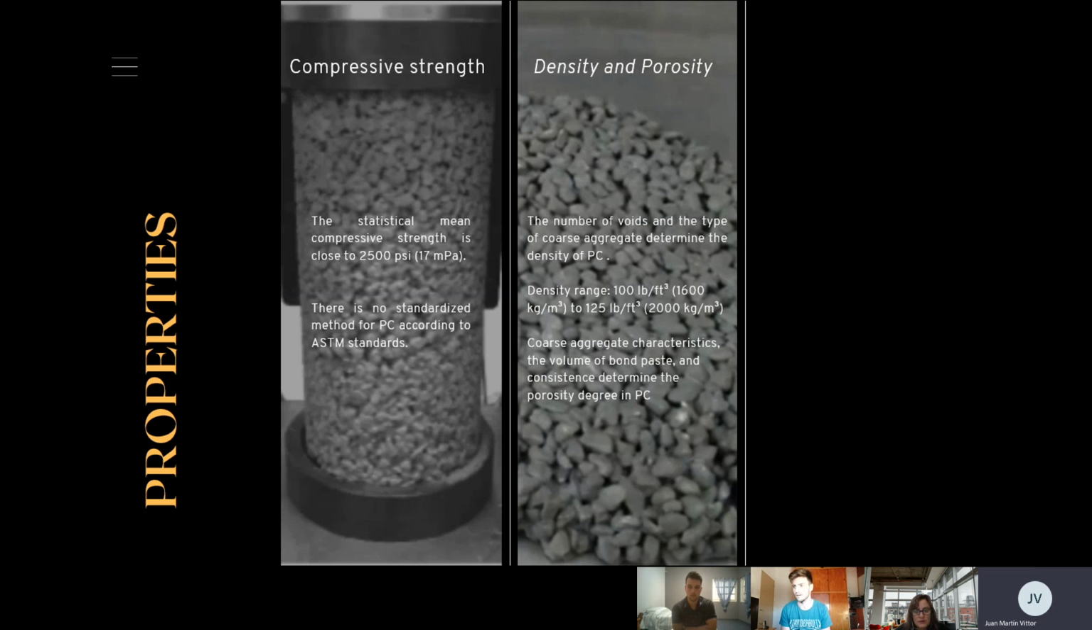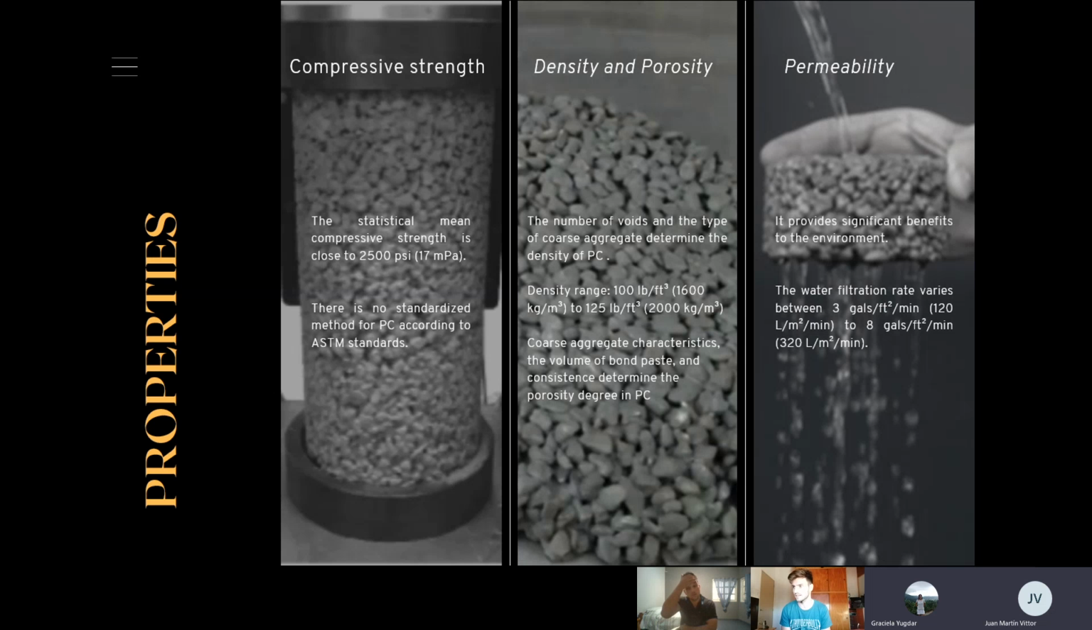On the other hand, porosity is also related to the number of voids, due to the lack of fine aggregate, which increases its porosity compared with normal concrete. Moreover, the type and size of coarse aggregate added to the number of voids, the paste volume, and the consistency are fundamental factors that control the porosity degree.